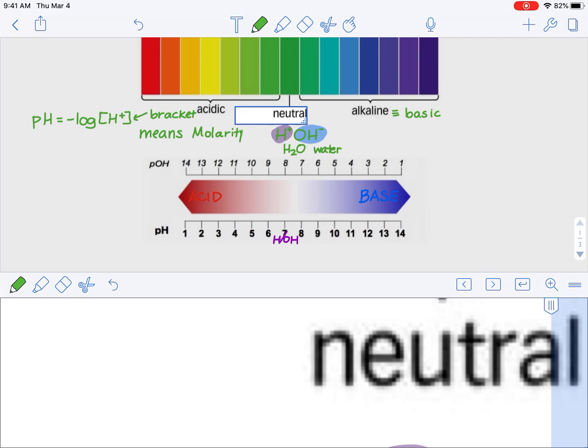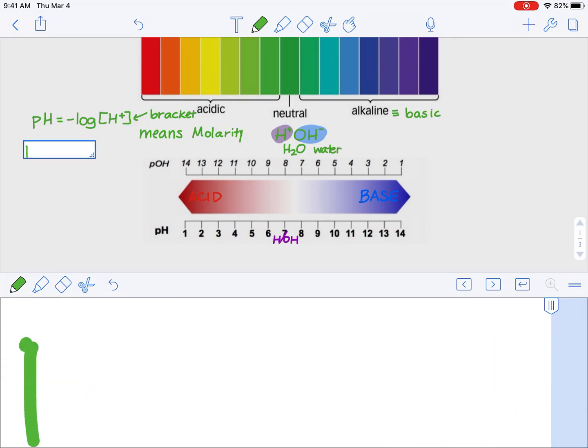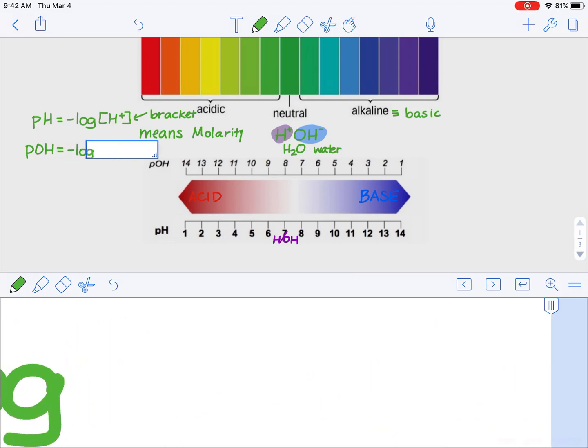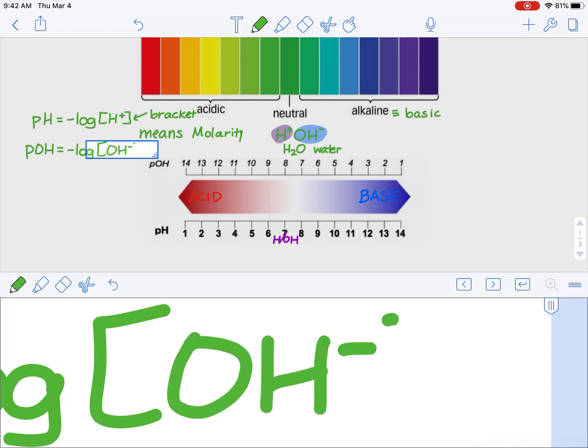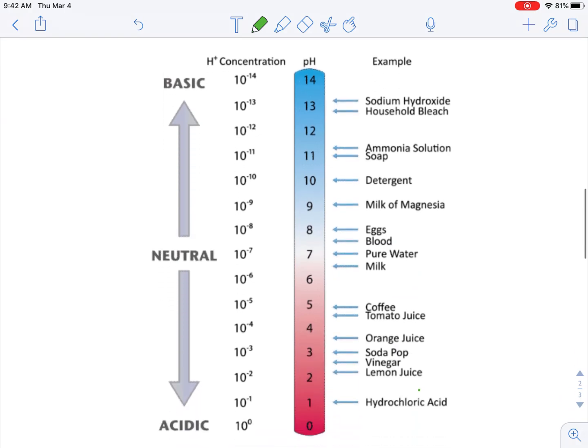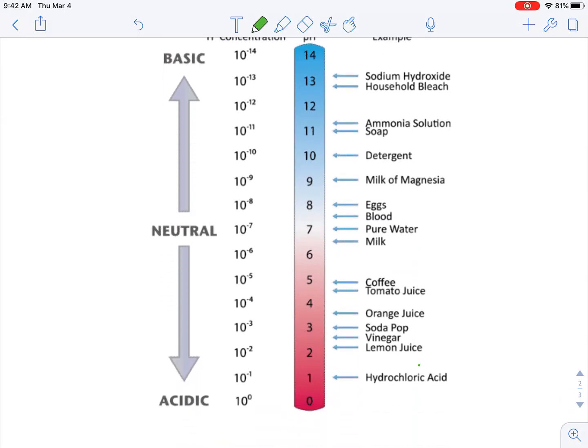Molarity is moles per liter, and that's always the case moving forward. Anytime you see some symbol in a bracket, it automatically means the concentration in molarity. pOH, its actual definition, is the negative log of the hydroxide ion concentration. Notice that they're measuring basically the opposite of each other. Log base 10.